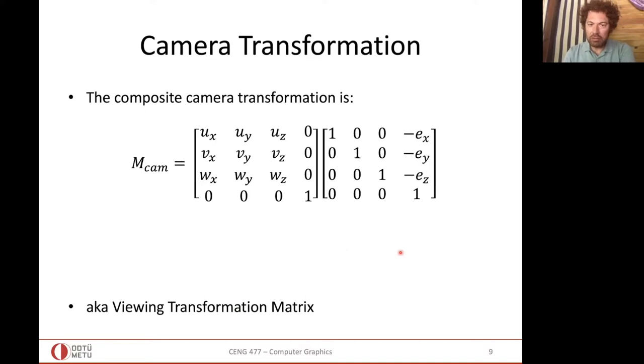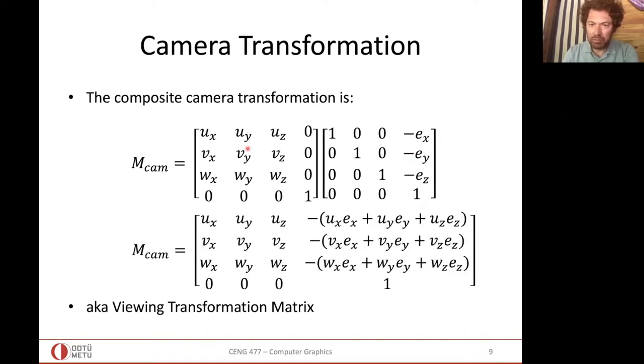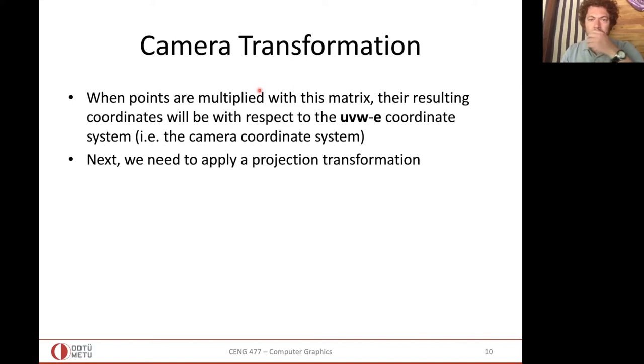Yes, okay, so that's it actually. This is called the viewing transformation matrix. First the translation, then the rotation. So if you like pain, you can even memorize this long version of that. But I don't recommend that. Just knowing the derivation and the idea is sufficient. You will just need to first move it and then rotate it. So now I am in this so-called UVWE coordinate system, or a better name would be camera coordinate system. So I am now in this coordinate system.